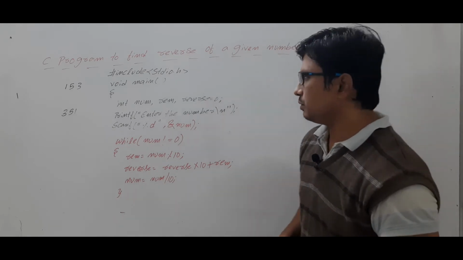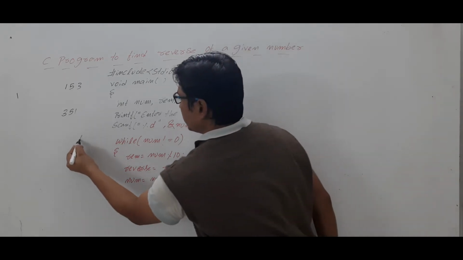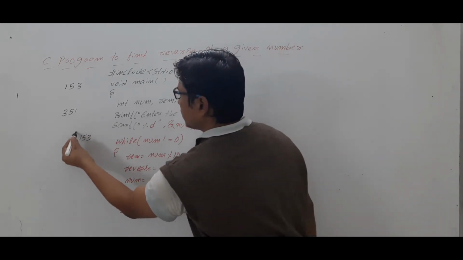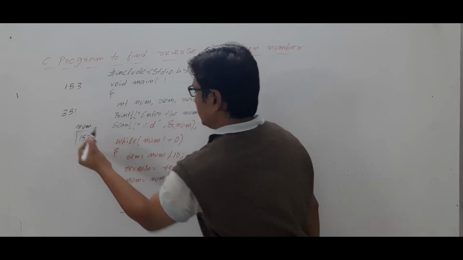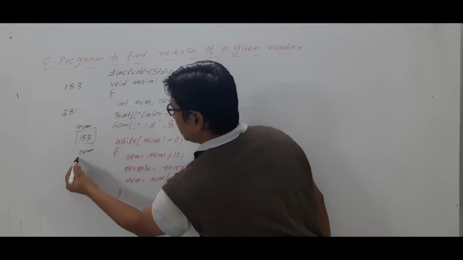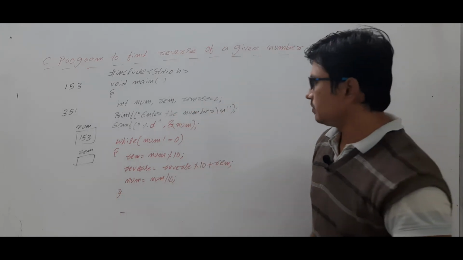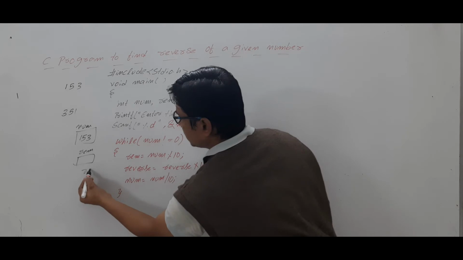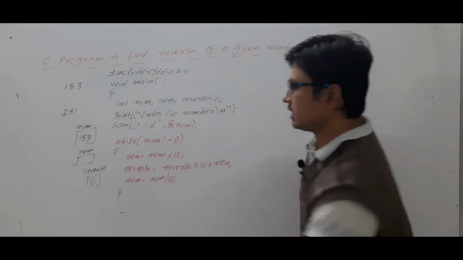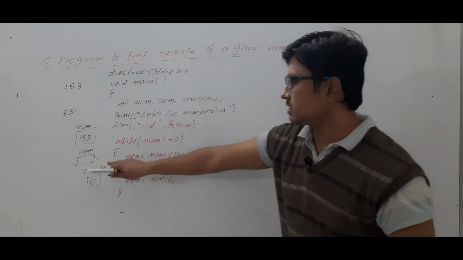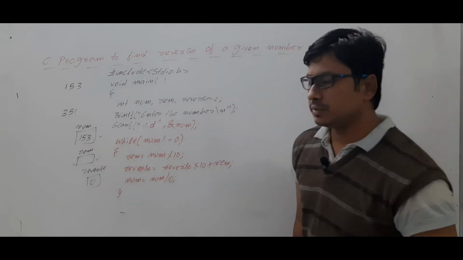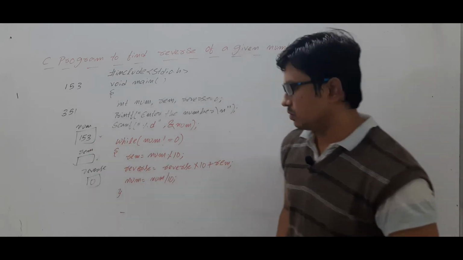Look at what it will do. Suppose I have taken the given number as 153. So this 153 will be there in the variable called num. Remainder is a variable which initially will have a garbage value, and reverse is another variable, currently having 0. The remainder consists of a garbage value because we did not initialize any value to it. And num we are reading from the user, making it 153. Reverse is equal to 0.